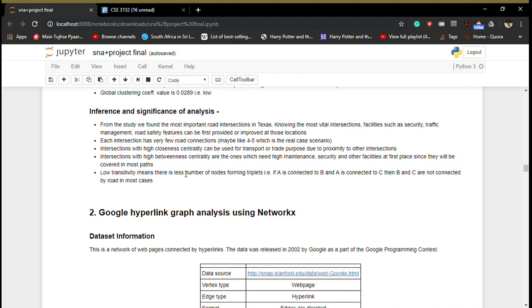Low transitivity means that, as I've already told, if A is connected to B and A is connected to C, then we don't want B and C to be connected, and that's how the Texas road network is.